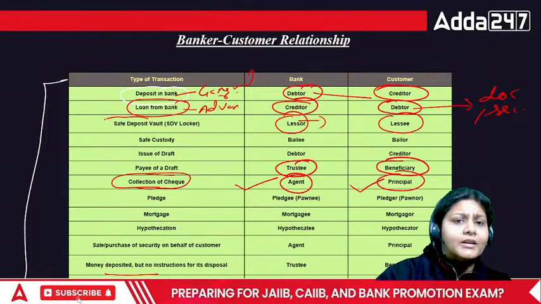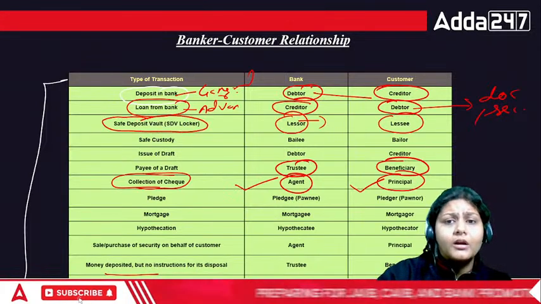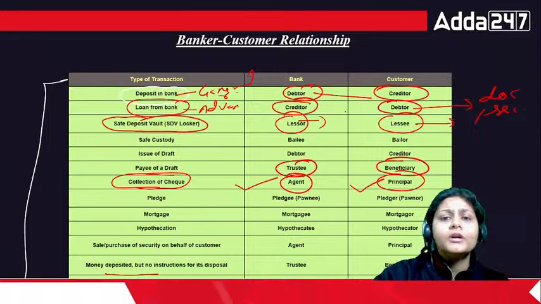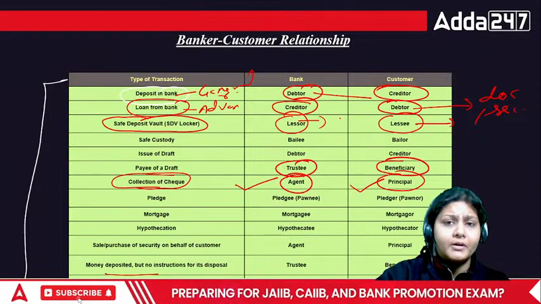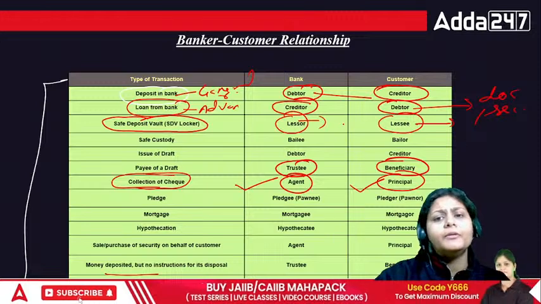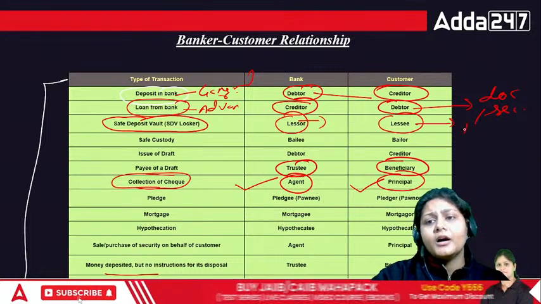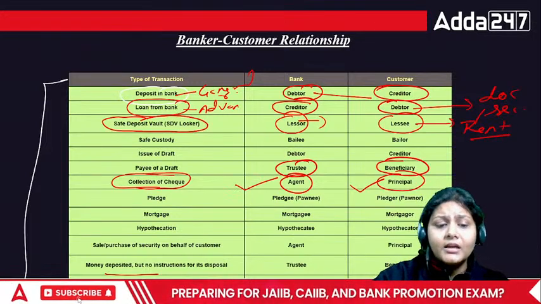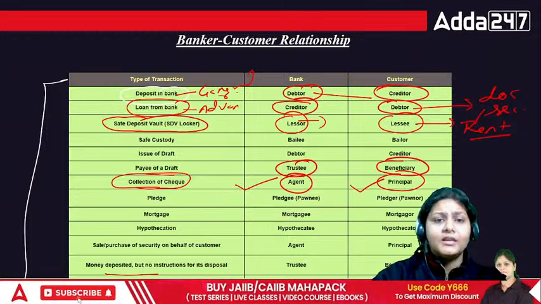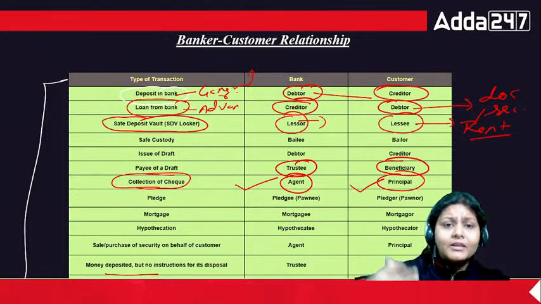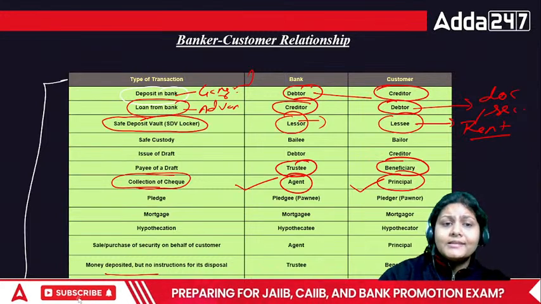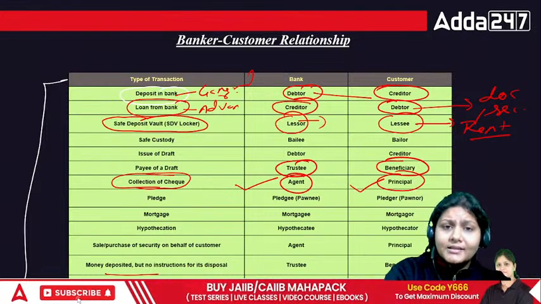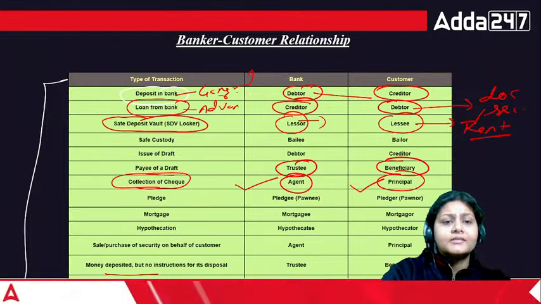So in case of a safe deposit vault, that means in the case of a locker, I am paying the rent to the bank. The bank is the owner of that property. He is giving me that property for maybe some time or maybe for years also. But for that I am paying the rent. So I am the lessee here and the bank will be the lessor. The lessor is who has the immovable property, and the lessee is who is enjoying that property. So the lessee is the customer and the lessor is the bank.